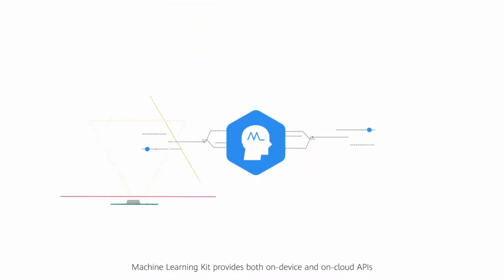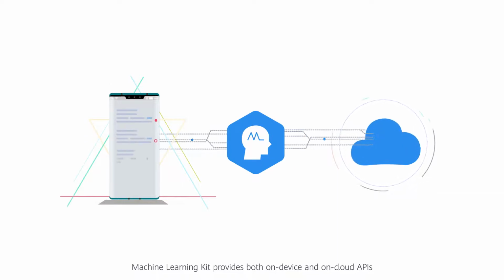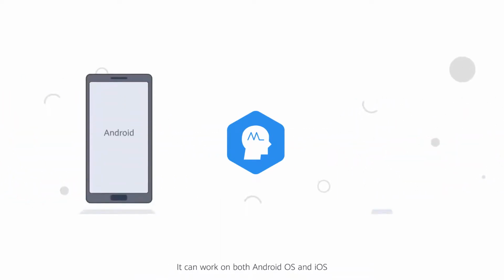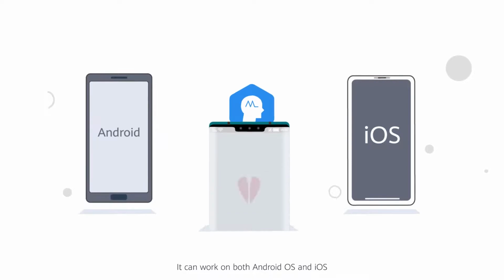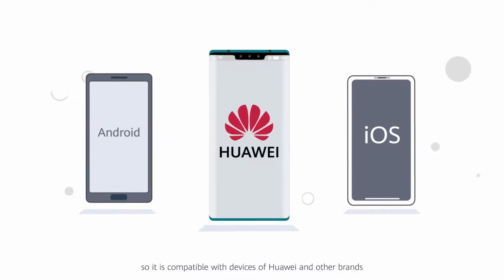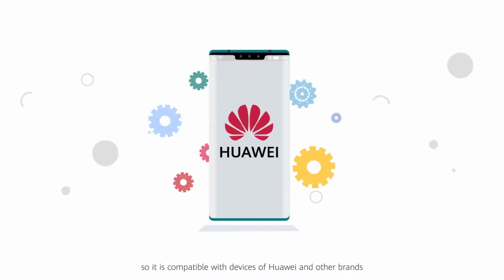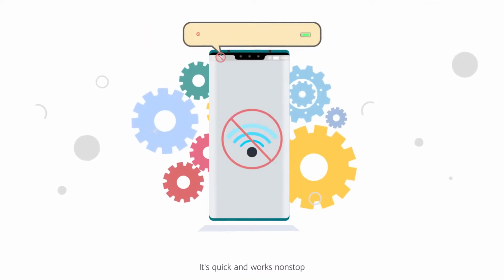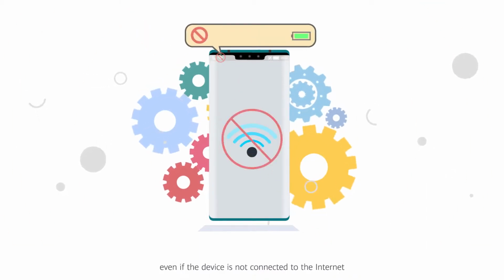Machine Learning Kit provides both on-device and on-cloud APIs. It can work on both Android OS and iOS, so it is compatible with devices of Huawei and other brands. It's quick and works non-stop even if the device is not connected to the internet.